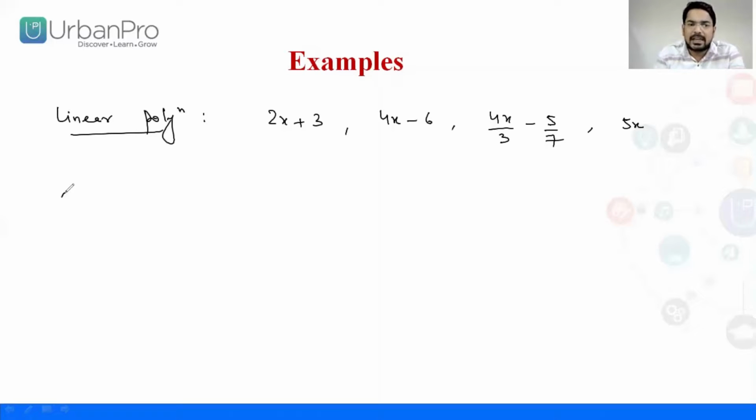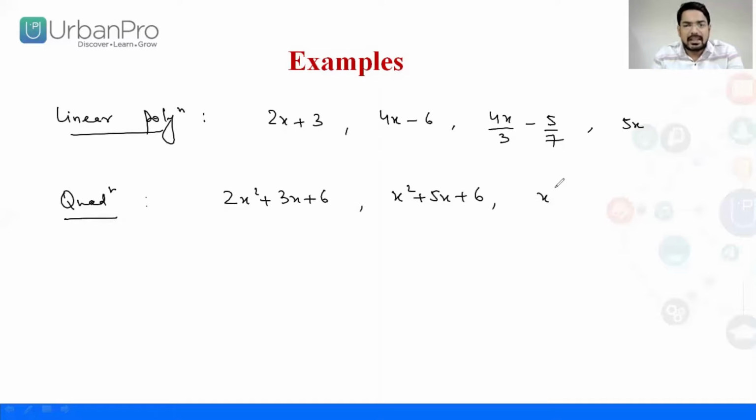So if we have to write examples of quadratic polynomials, we can write 2x square plus 3x plus 6. We can write x square plus 5x plus 6. x square plus 5x is also a quadratic polynomial. If we have to specify the name of the polynomial on the basis of the number of terms and the degree, both combined, we'll say that this is a quadratic binomial. In general, we do not say that. We just say that it is a quadratic polynomial.